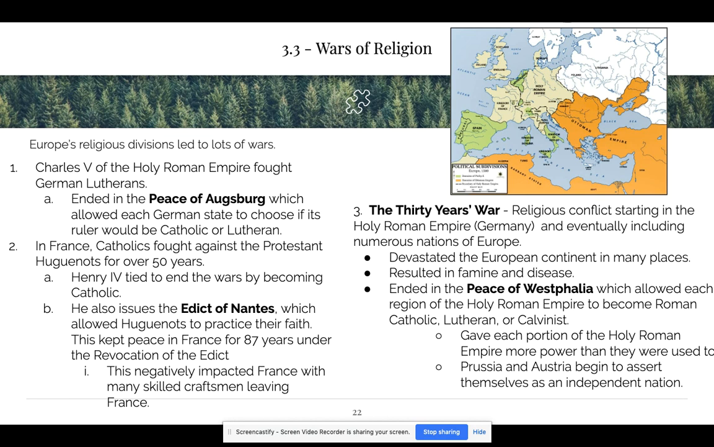So Charles V of the Holy Roman Empire, and I put a map up here of the Holy Roman Empire because we haven't talked about it a lot, but again, it's basically like where Germany is. It grows in power for a little while, doesn't stick around for long, though.